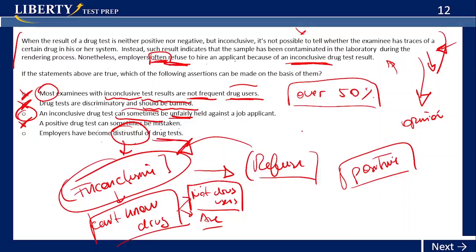Okay, maybe we would have said, employers have become distrustful of an inconclusive drug test result. That could have been better. That might have been an answer. But we have no grounds, no info to say that they distrust the drug test in general. So that's out, and letter C is your answer. Okay? This one was an easy one.